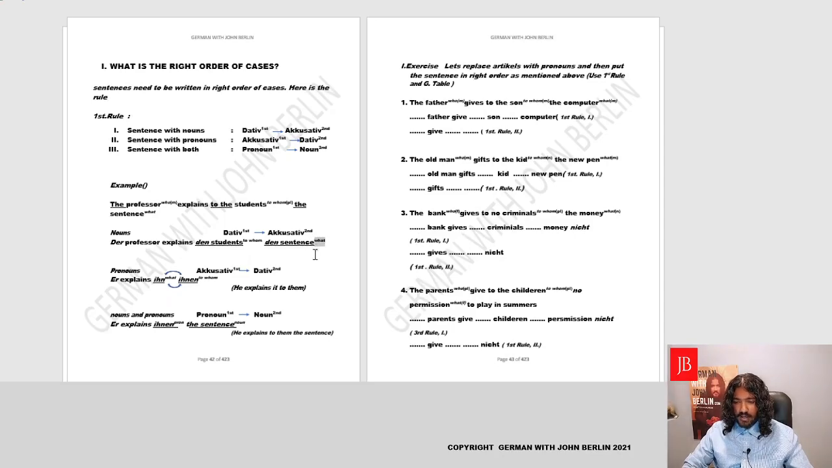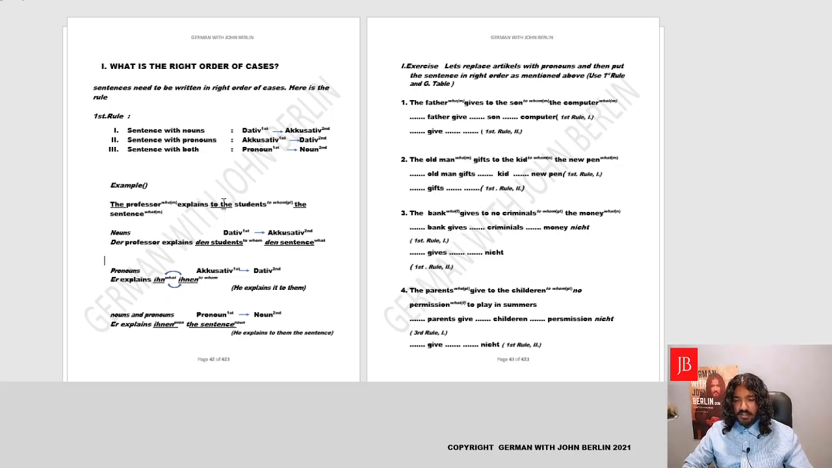What? Accusative, and it's masculine as well. Sentence is masculine in German. Let me write it for you. So with that in mind, we'll go to the accusative table and find out masculine. Den, die, das, die. Den is masculine. So I have written den. So der Professor erklärt den Studenten den Satz, or the professor explains to the students the sentence. This is the right order of cases.